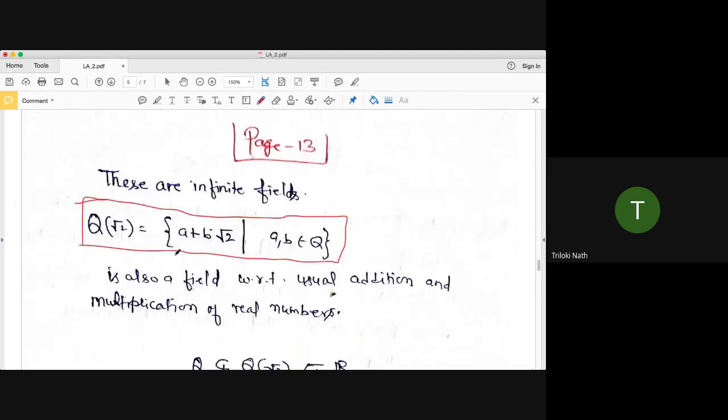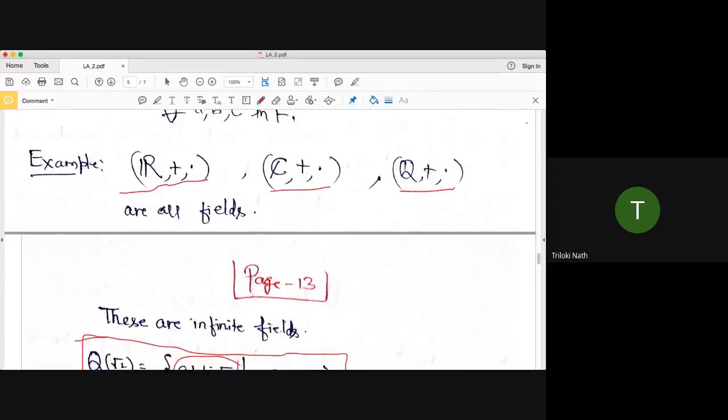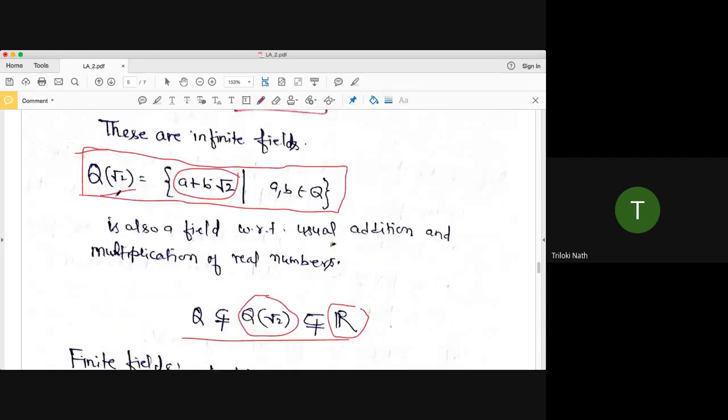What is Q root 2? That is the set of all elements of this form, A plus B root 2, where A and B are rational numbers. Of course, with respect to the usual addition and multiplication of real numbers, it again forms a field. So this field is strictly bigger than Q and strictly smaller than R. There are infinitely many fields of this type. You can replace root 2 by root 3, root 7, that is, the square root of any prime number. Then it's a field.